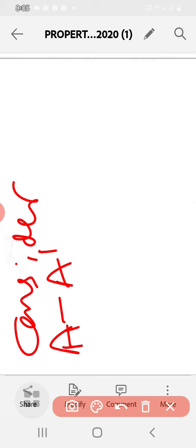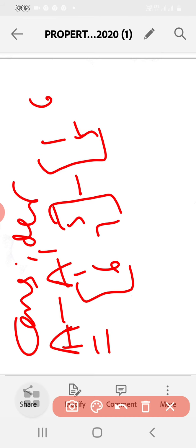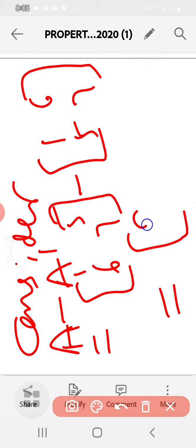Next, consider the difference. Let's see what happens with A minus A dash. Let us write the matrix. The given matrix is 1 5 6 7, minus its transpose. Now we subtract: 1 minus 1 is 0, 5 minus 6 is minus 1, 6 minus 5 is 1, 7 minus 7 is 0. This is A minus A dash.